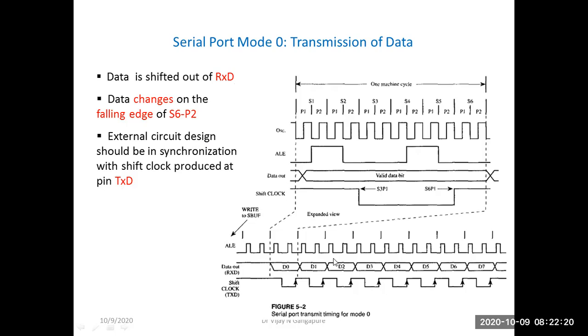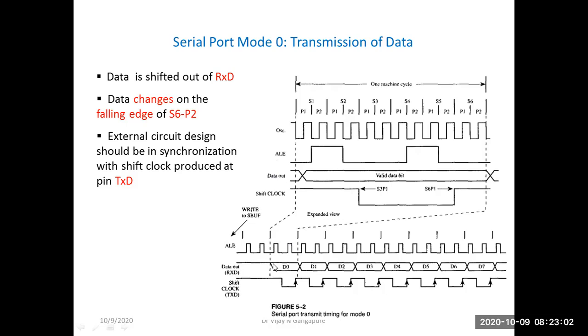Okay, so during transmission, what happens is we will put the data bits to be transmitted on the RxD pin sequentially. One bit will remain on this RxD pin for one machine cycle, and that bit changes to the next bit during the falling edge of S6, that is the meaning. And it is the job of the external circuit to read in the bits that are available on the RxD pin. This period is nothing but one machine cycle, which consists of 12 clock pulses or 6 states.